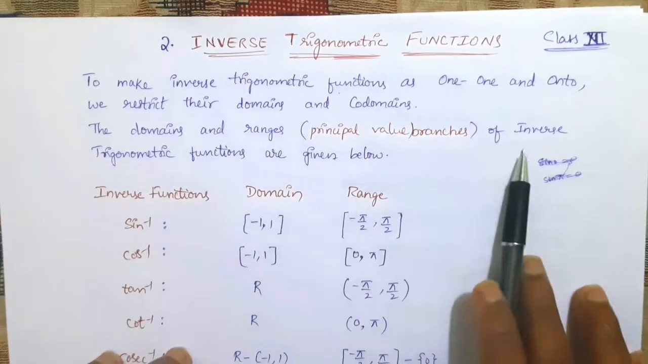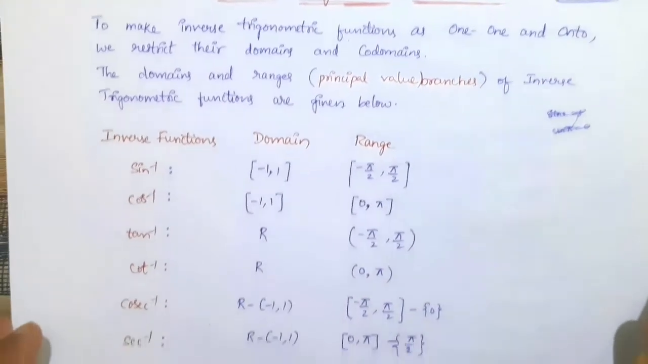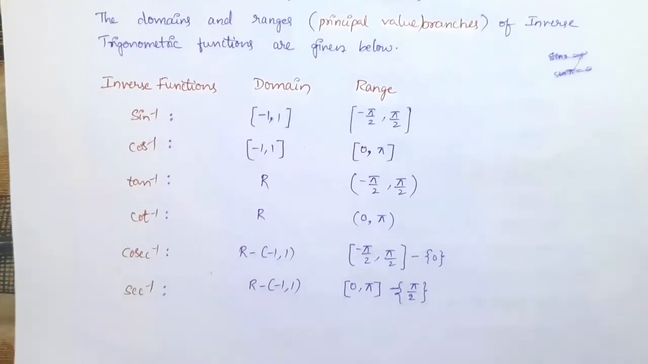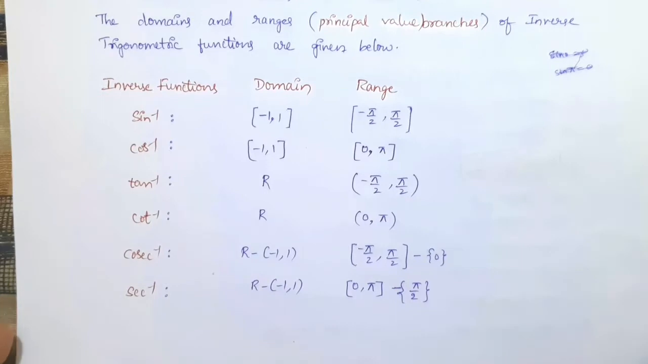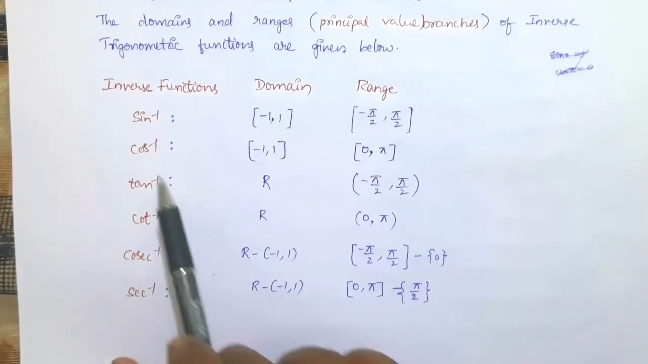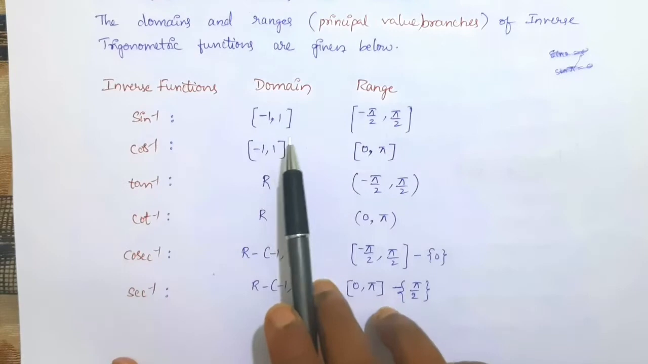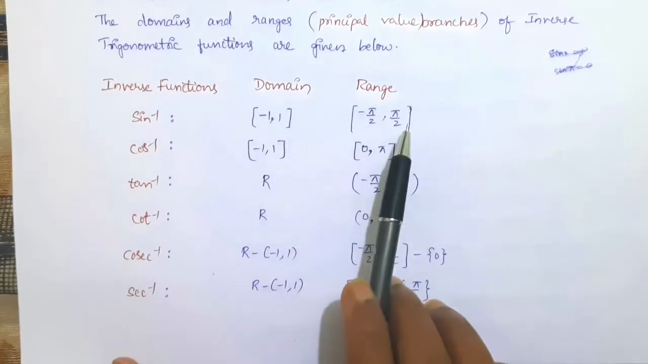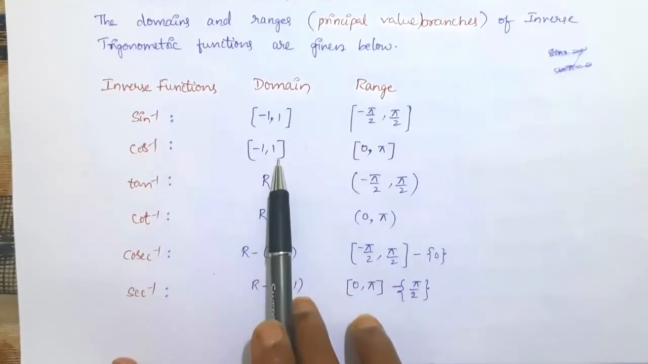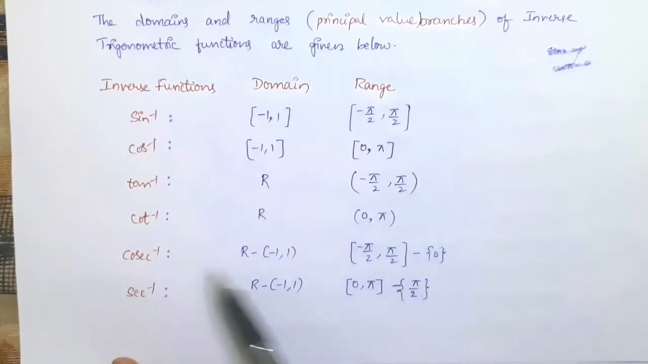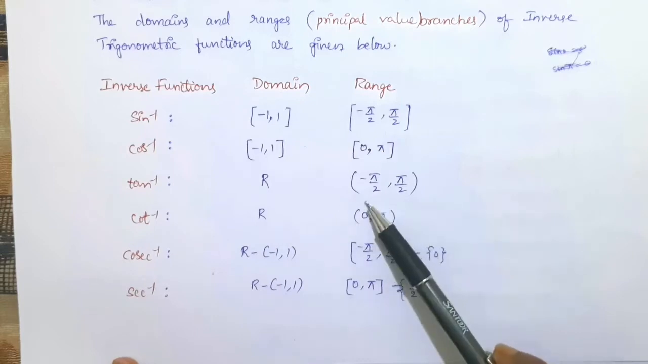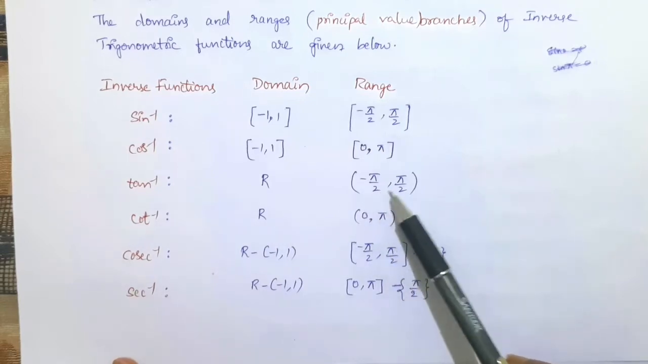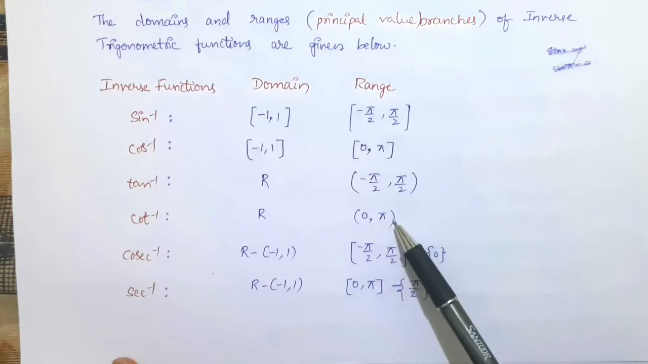The domain and ranges of inverse trigonometric functions are given below. As you know, this table is very important. You may get direct questions based on this table also. Sine inverse: domain is -1 to 1, range is minus pi by 2 to pi by 2. Cos inverse: domain is -1 to 1, range is 0 to pi. Tan inverse and cot inverse both have the same domain, but when it comes to range, for tan inverse it is minus pi by 2 to pi by 2, and for cot inverse it is 0 comma pi.